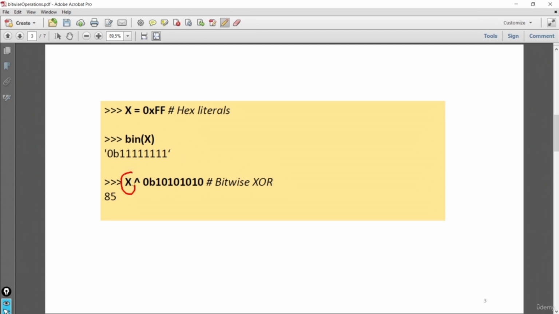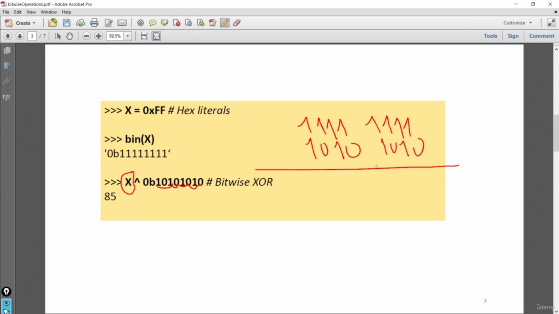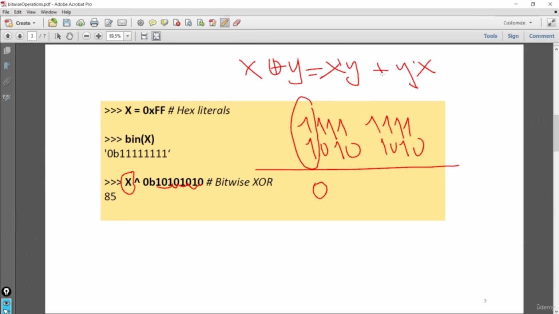So binary equivalent of x is all ones. We have 8 ones, and 1 0 1 0 1 0 1 0 is another binary number. If we take the exclusive OR of these two, what do we get? If same bits are used, exclusive OR result is 0. Remember, x exclusive OR y equals x prime y plus y prime x. This plus is of course OR operation.